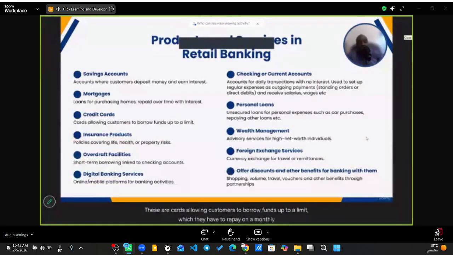Credit cards. These are cards allowing customers to borrow funds up to a limit, which they have to repay on a monthly basis or agreed period, but have a certain amount they need to repay on a regular basis, and going over that amount or not repaying that amount usually attracts a high level of interest. Insurance products. Policies covering life, health, and property risks. Your retail bank can sell you all these products and many more, and sometimes they bundle it with accounts, sometimes they propose it to you when you go into the bank for other transactions that they believe an insurance product might be useful for.